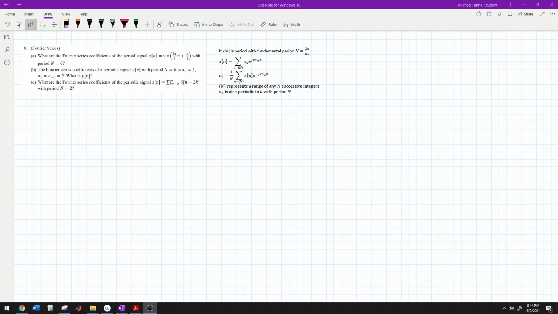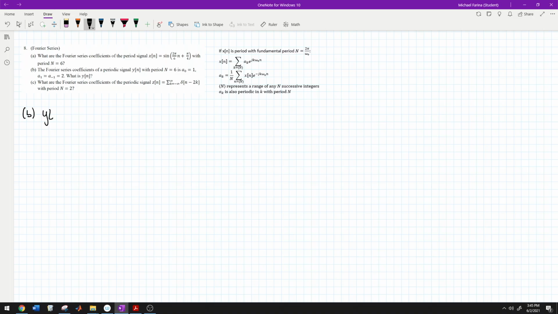203 midterm problem 8b. The Fourier series coefficients of a periodic signal y of n with period N equals 6 is a sub 0 is equal to 1, a sub 1 is equal to a sub negative 1, which is equal to 2, and we want to know what is y.